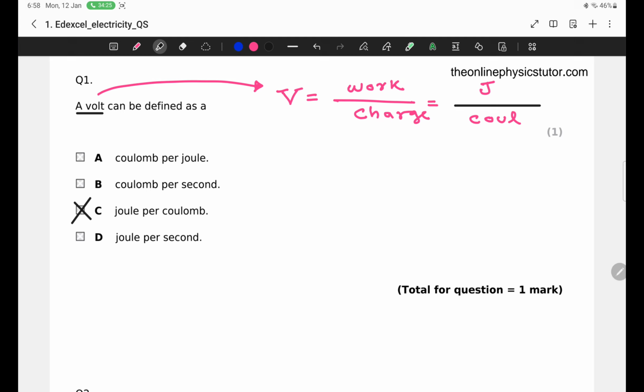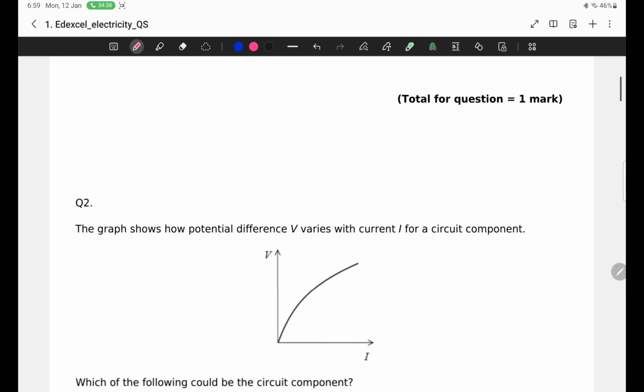So it is your first proper question from your past paper sheet. Volt is the unit of voltage. Its formula is work done per unit charge, and its unit is joule per coulomb.